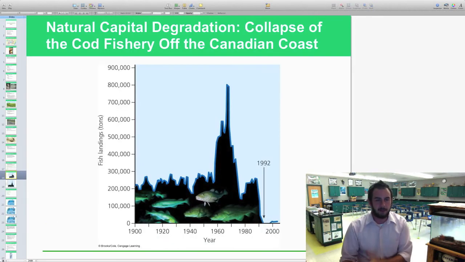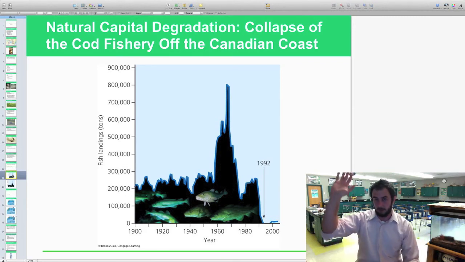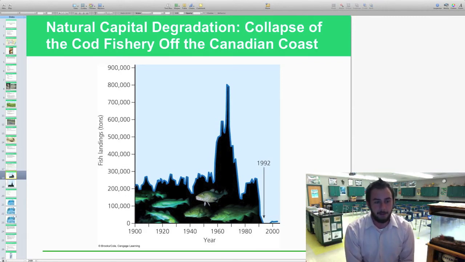This is just a look back at, let's jump back to that cod fishery off the Canadian coast. I don't know if you know this, but a lot of your fish sticks used to be made out of cod, and it was taken from this fishery. This is back in the day, back in the 90s, and I really liked fish sticks when I was younger, and all that good stuff.